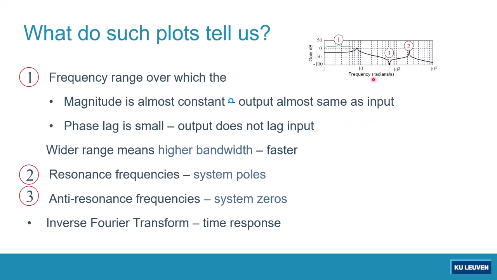You might also have a dip like this. The frequency where we have a dip is referred to as the anti-resonance frequency. This will tell us the zeros of the system. Similar to system poles, you might not see these dips, but it doesn't mean that the system doesn't have zeros. Okay, so these are what we typically see in Bode plots.